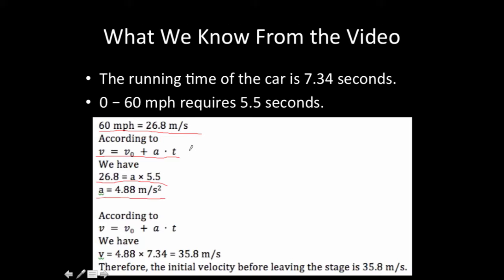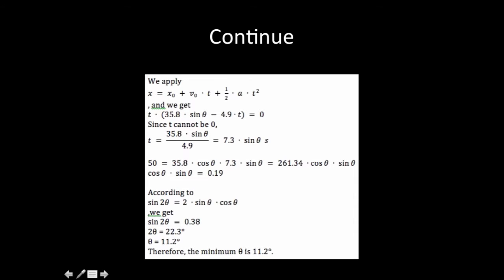Also, according to the same formula, here is the same. And we can calculate after 7.34 seconds what the initial speed of the car is before flying across the river. It's 35.8 meters per second. So with this, we move on with our calculation.